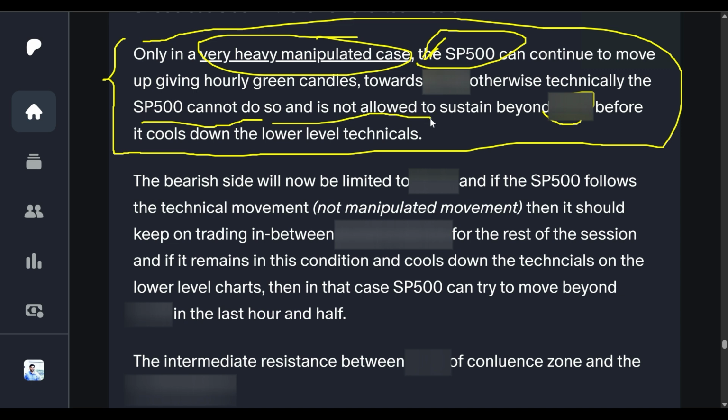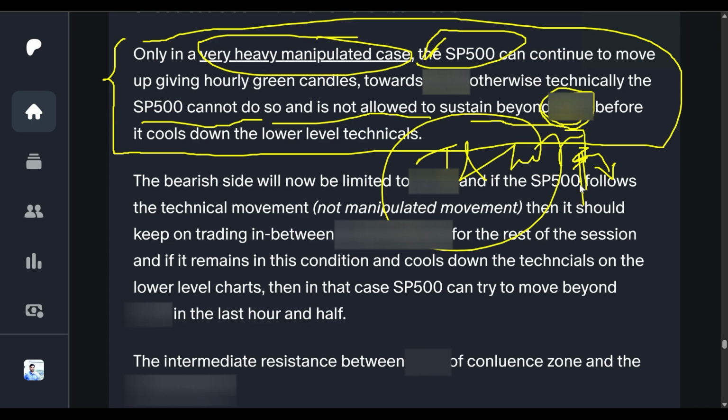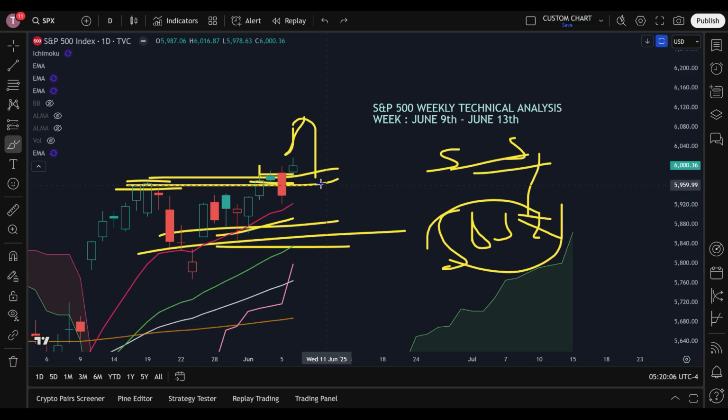It is not allowed to do this. It cannot sustain beyond the upper level of the confluence zone. This means that on Tuesday and on Wednesday it will remain up to or around the confluence zone. It can close inside the confluence zone but not beyond it. So because of the heavy gap up open yesterday on Friday, it sustained above the confluence zone for the entire day and closed above it for the very first time.